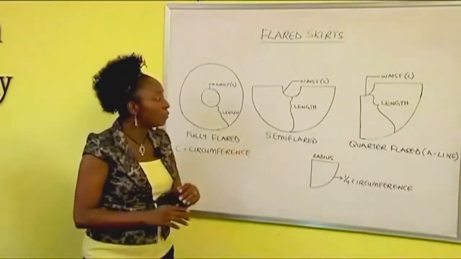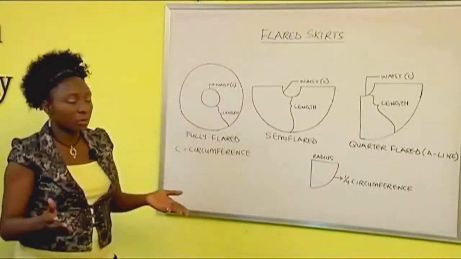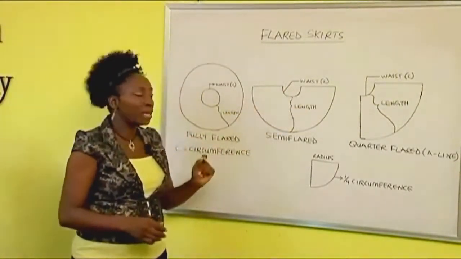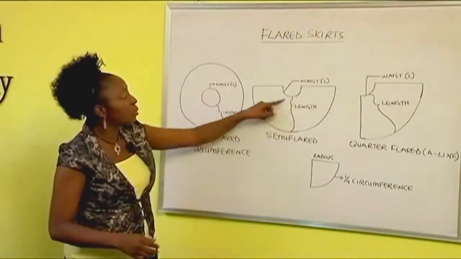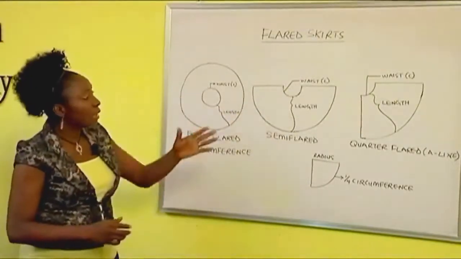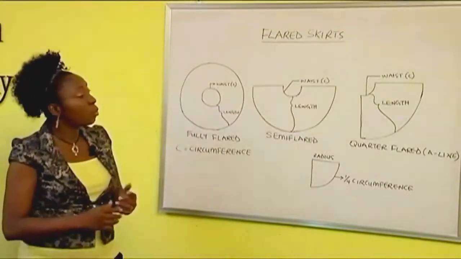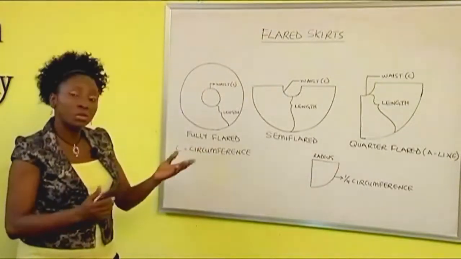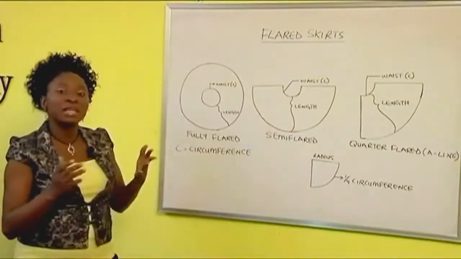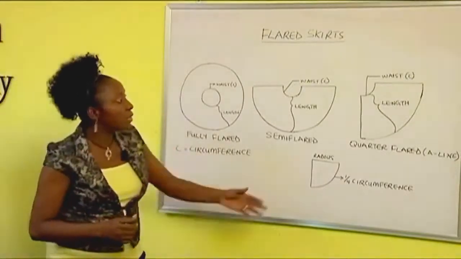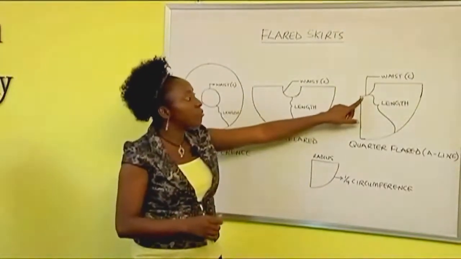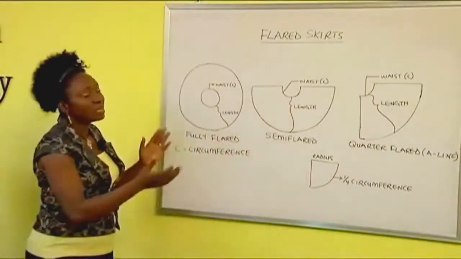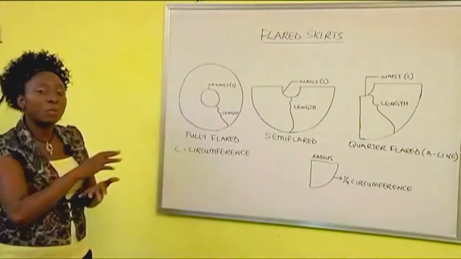Now if you look at the semi-flared skirt, you can see that it's a semicircle, with the inner semicircle representing the waist, and the distance between the two semicircles gives you the length. The third one is a quarter circle, called the quarter flared skirt, also known as the A-line skirt. It's not as flared as the others. The quarter circle in here represents the waist, and the length is in between the two quarter circles.